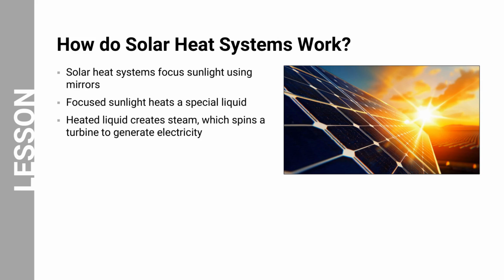How do solar heat systems work? Solar heat systems use mirrors to focus sunlight onto a special liquid. The sunlight heats the liquid, which then creates steam. The steam spins a turbine, and this spinning motion generates electricity. It's like how a windmill works, but using heat from the sun instead of wind.